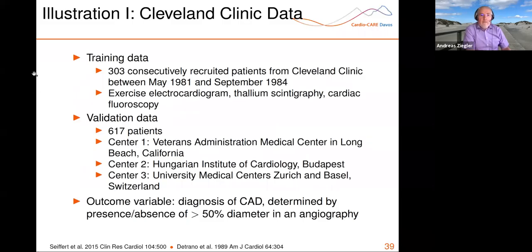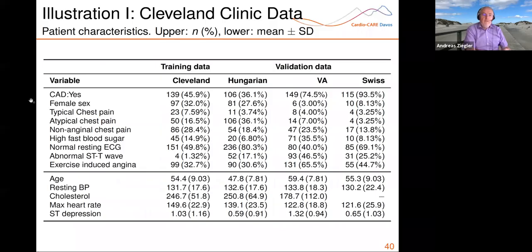For the training data, we took the data, the 303 consecutively recruited patients from the Cleveland Clinic between May 81 and September 84. We had a couple of covariates available, and the validation data comprised 617 patients from 3 centers in total. The outcome variable was the diagnosis of coronary artery disease, determined by the presence or absence of at least 50% diameter stenosis in an angiography. And what I want to show you is some descriptive statistics here.